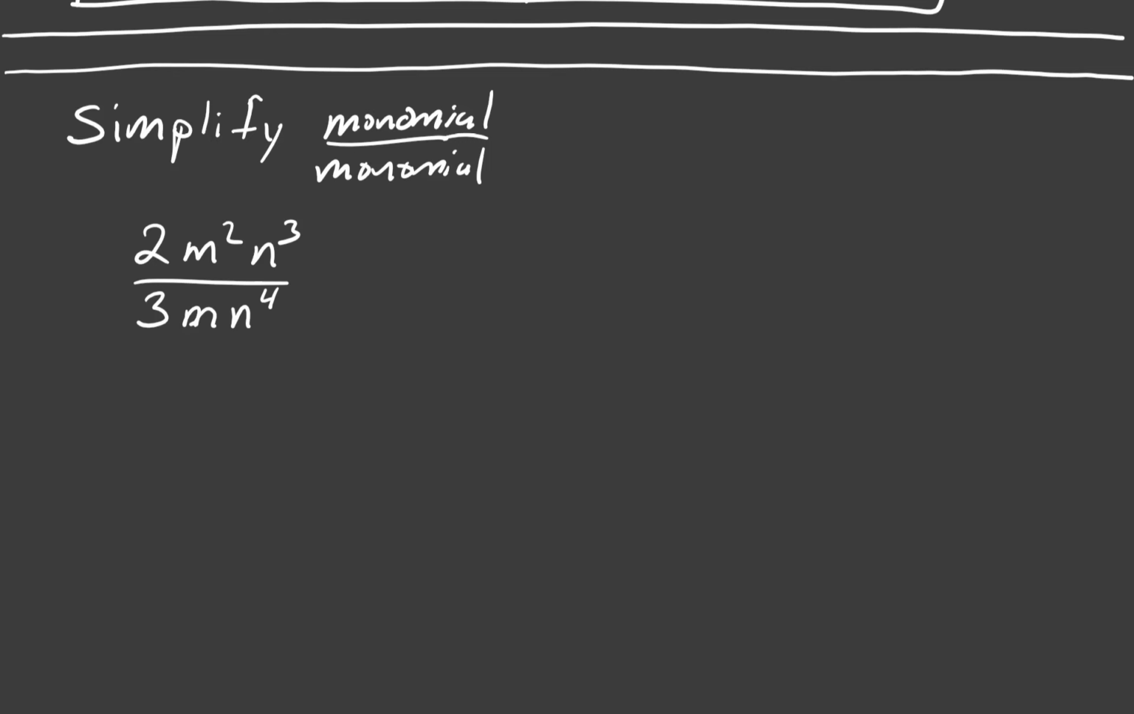Same idea here. The 2/3 is already in lowest terms, so we'll keep the 2/3. I've got an m squared on top and an m on the bottom, so I can cancel one of those m's. I'll be left with an m on the top. I've got 3 n's on the top and 4 n's on the bottom. 3 of them are going to cancel, so I'll be left with 1 on the bottom. So I'll have 2m over 3n as the simplified version of that.